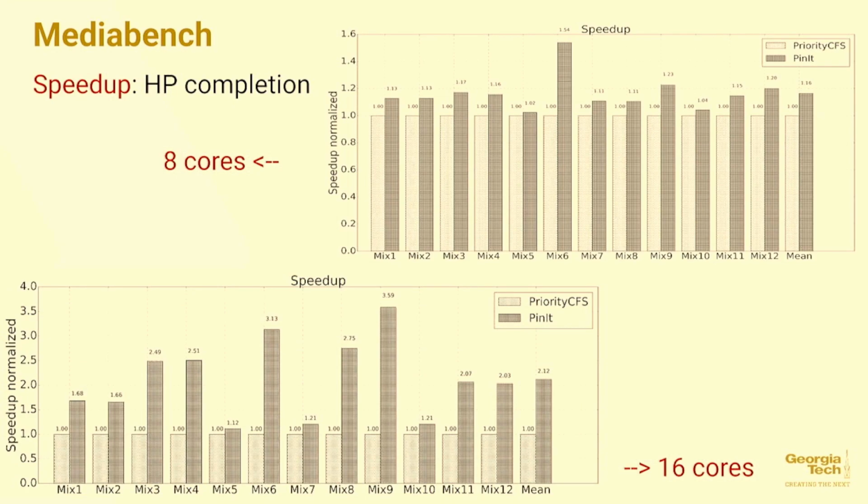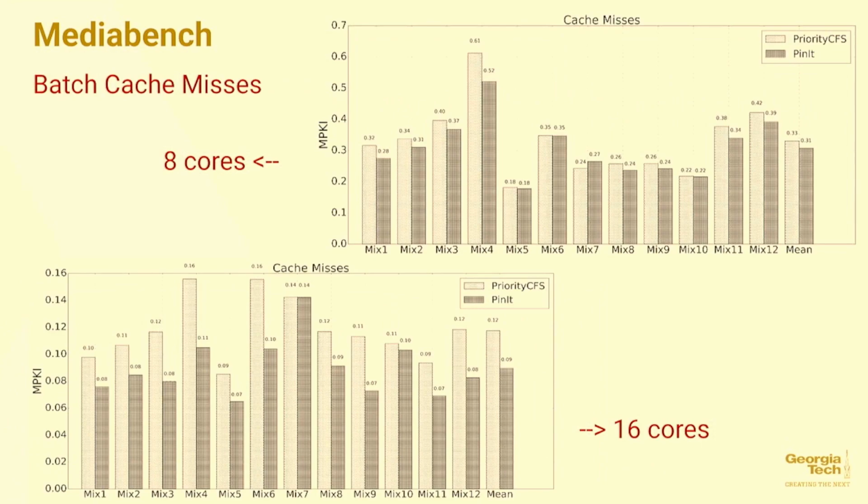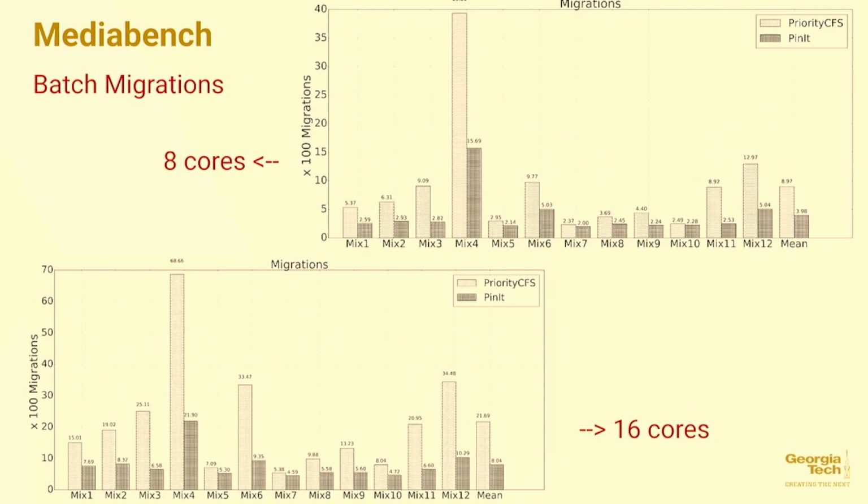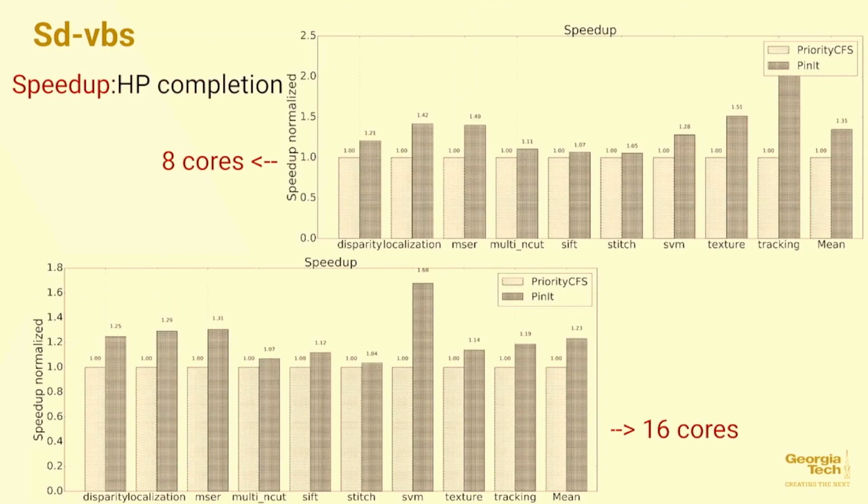The high priority completion time on average, overall for the mixes for MediaBench, was better. It was almost 16% better for 8 cores and almost 2x better on 16 cores. We saw a decrease in the overall cache misses for all the mixes put together on both 8 cores and 16 cores. And the number of migrations was also reduced with PinIt.